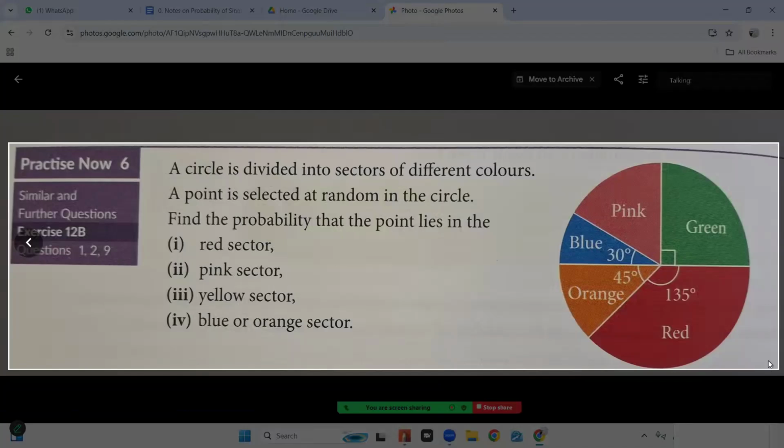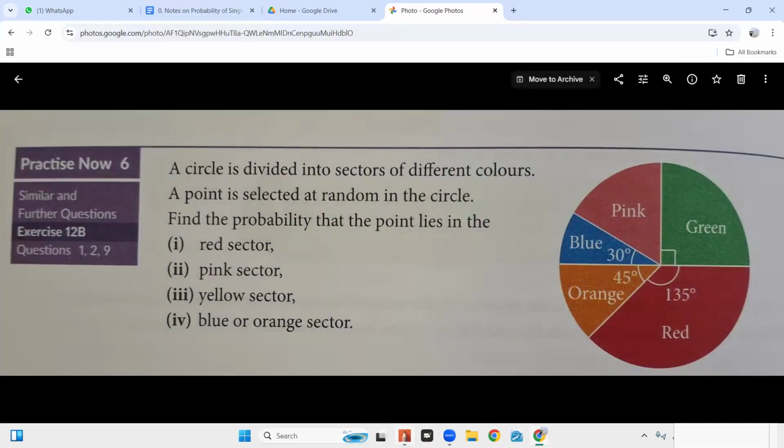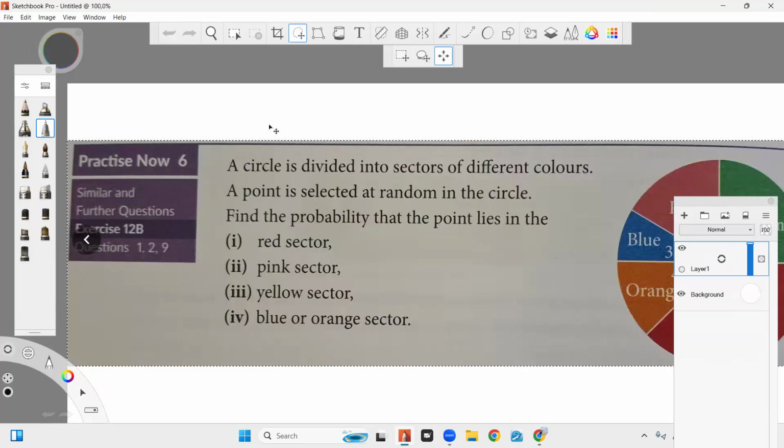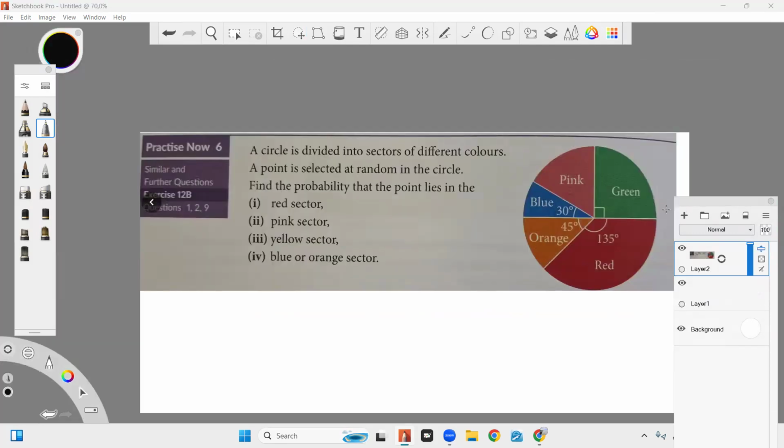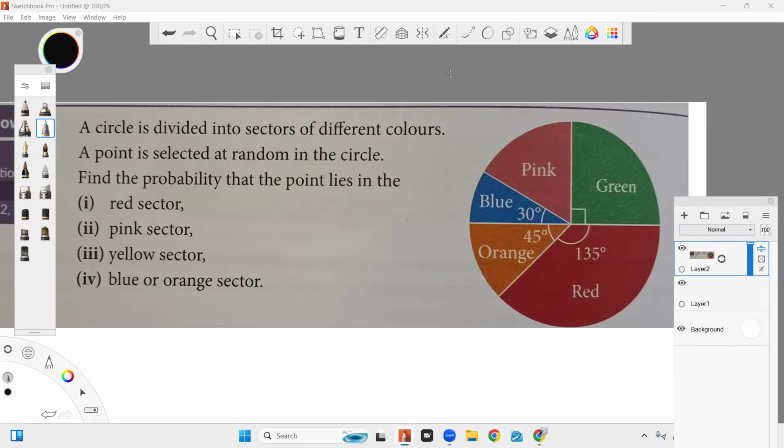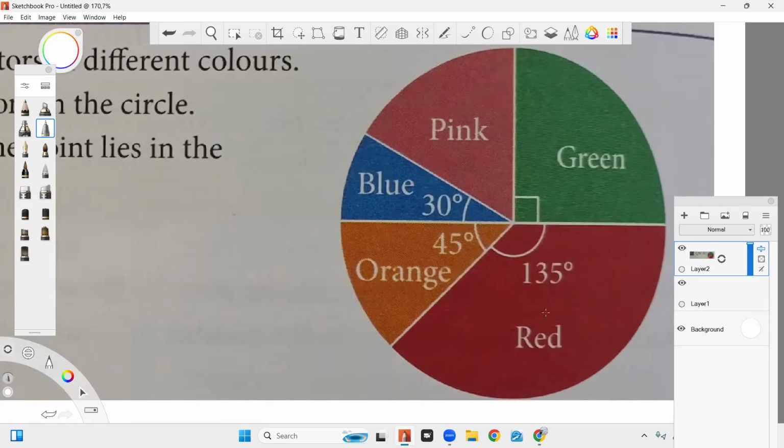How do you solve this? Practice now 6 in your book. You have your book with you right now. A circle is divided into sectors of different colors. So we are focusing on the angle right now. What is the angle of the unknowns? That's first. Don't focus on the question. Focus on completing the angle. How many colors do we have? 5. How many degrees in total? 360.